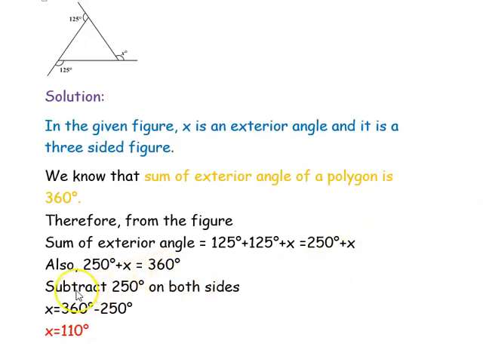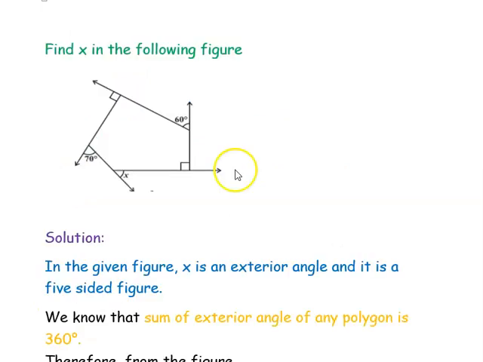Now we subtract 250 degrees on both sides. So you will get x equal to 360 degrees minus 250 degrees. So x equals 110 degrees. Thus the missing angle x is 110 degrees. The next question is also: find x in the following figure.